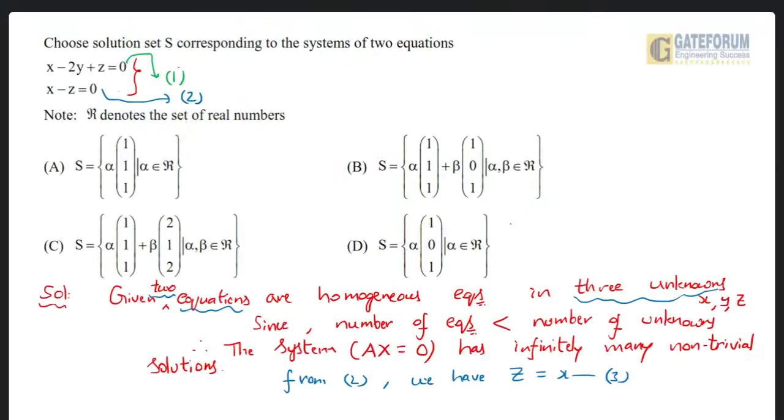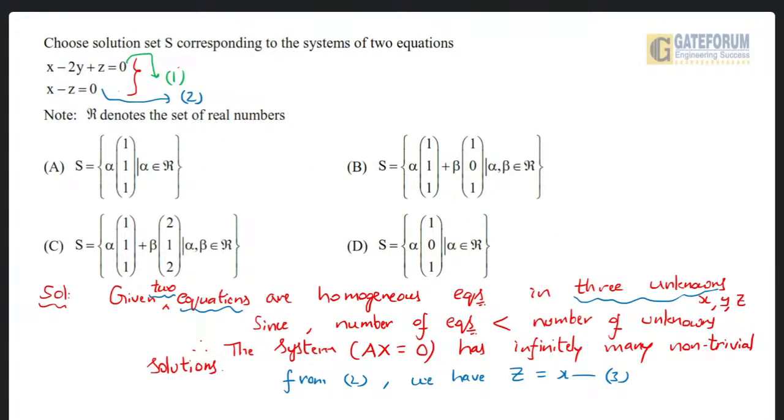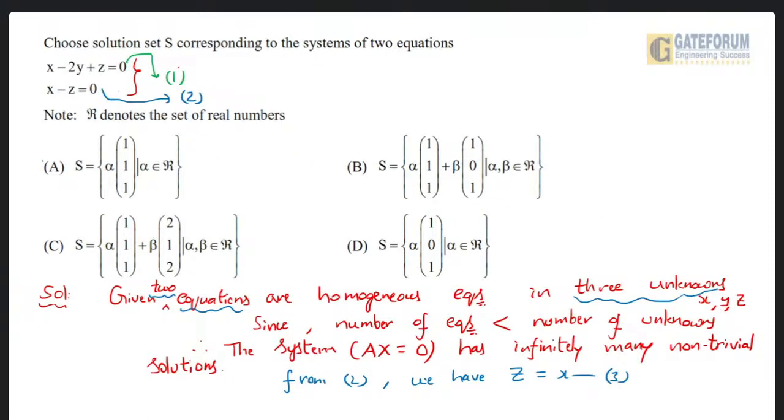So, any option? The first option. Whatever the notation is, such that or where, it doesn't matter. Square bracket or open bracket. Accordingly, the solution set S is equal to the set of all alpha times the column matrix 1, 1, 1, such that alpha belongs to R. Accordingly, the answer is option A. This is the end of the question.